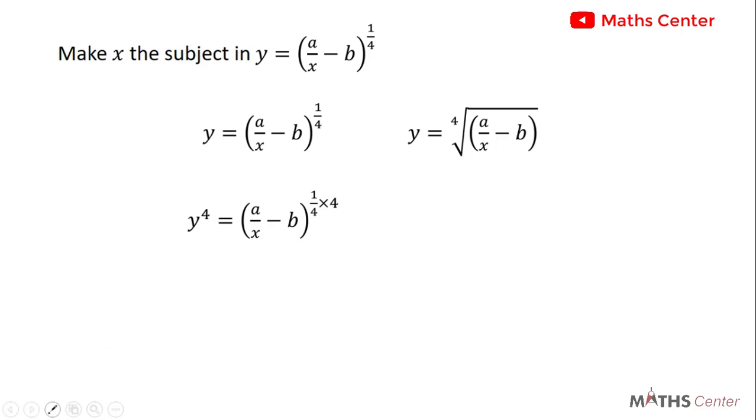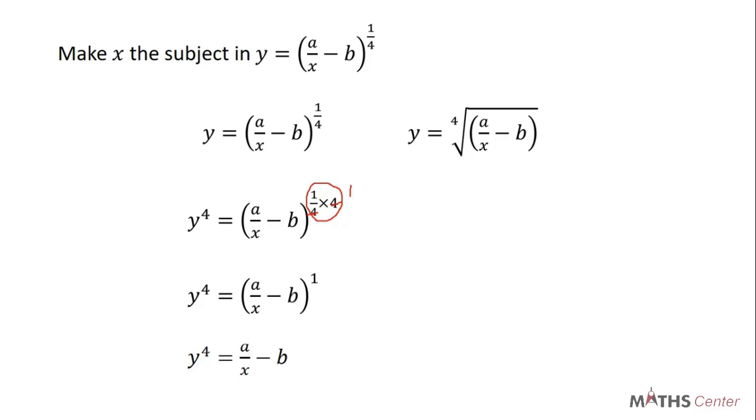Now as soon as we do this, you can see that 4 will cancel 4. So the whole power here now becomes 1. Anything raised to the power 1 is the same thing. So we are going to have y to the power 4 is equal to a over x minus b raised to the power 1, which is the same as a over x minus b. So this is going to give us y to the power 4 is equal to a over x minus b. So we've gotten rid of the roots, or the fourth root.